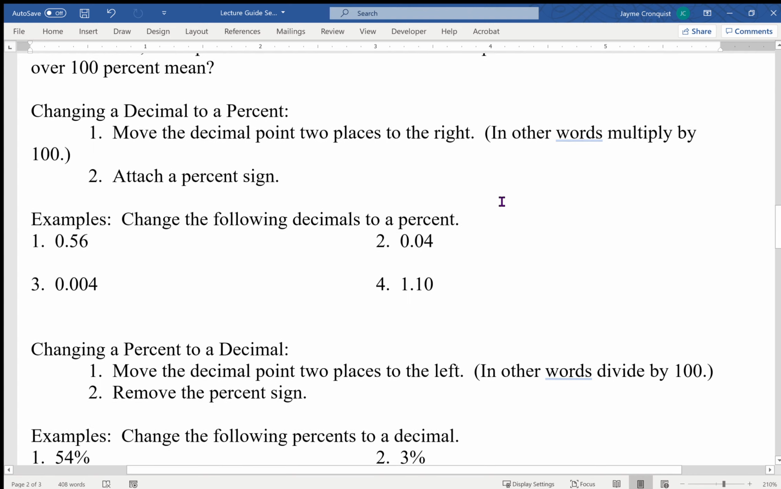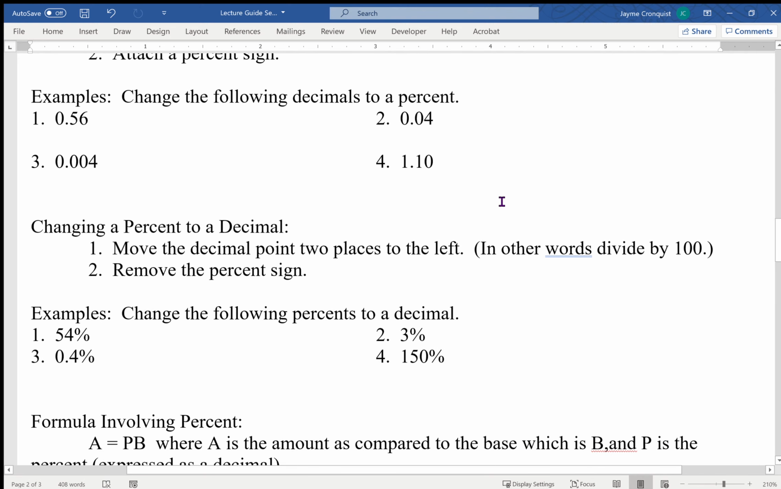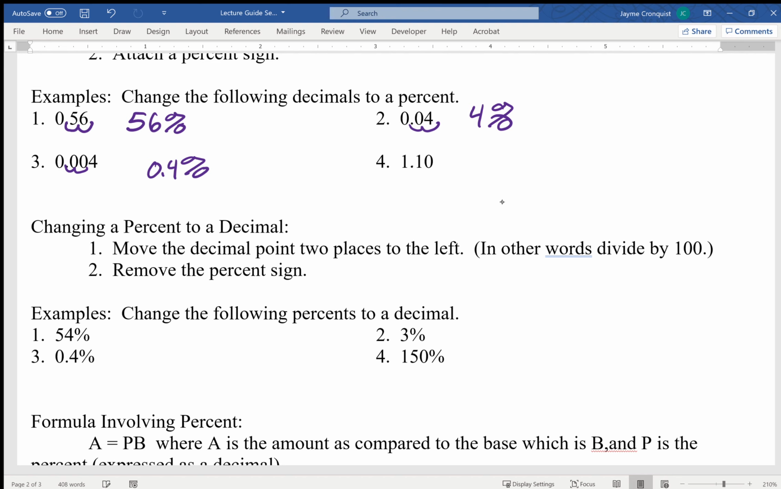Okay, so that's what we're going to do right here. So, to the right. So 0.56 becomes 56%. 1, 2, this is 0.4%. 1, 2, this is just 4%. 1, 2, this is 110%.